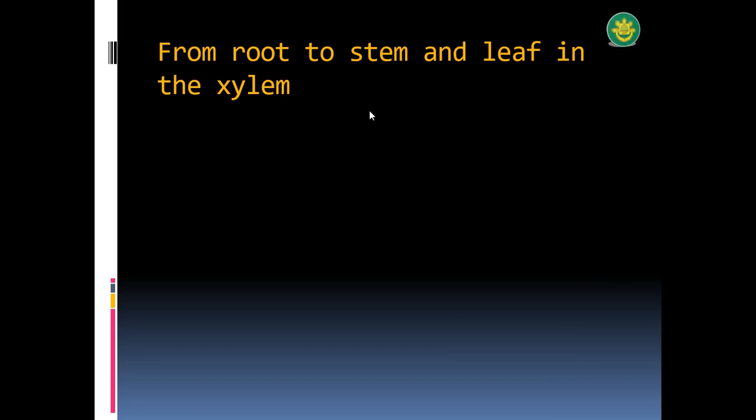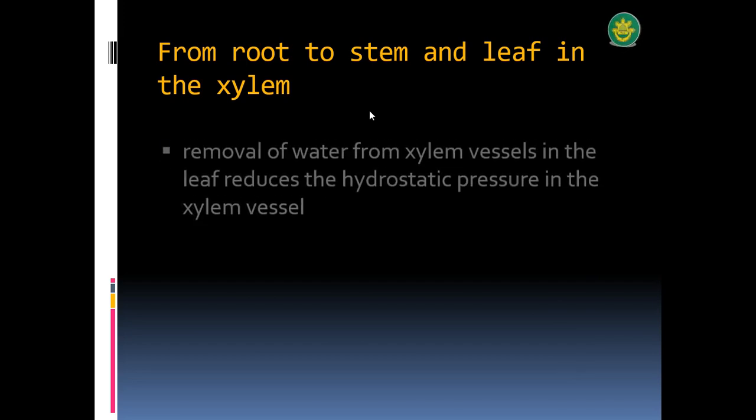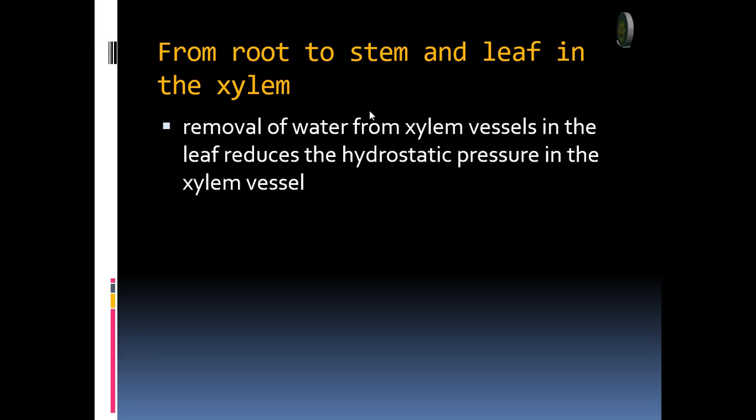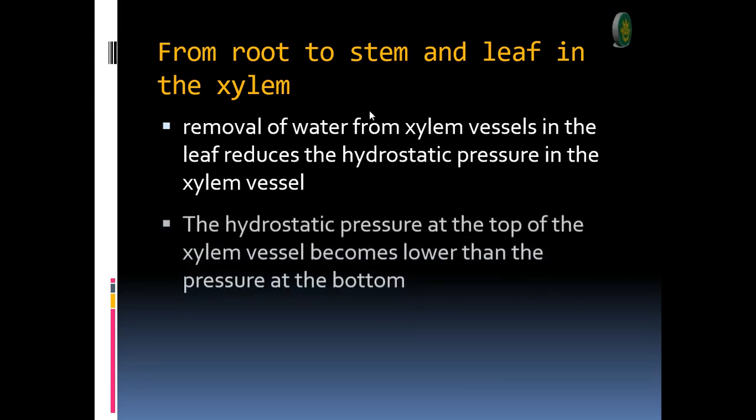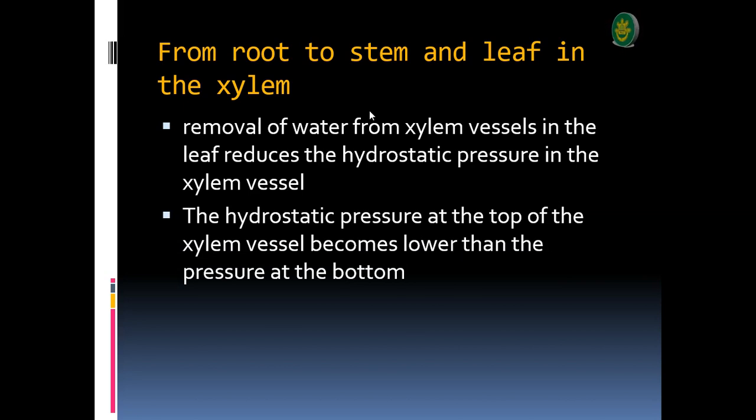Okay, so whenever transpiration takes place, water from the mesophyll cells is lost to the atmosphere, and this will then cause those mesophyll cells to draw water from the nearest xylem vessels in the leaf, right, to replace it, which in return will reduce the hydrostatic pressure of the xylem vessels on the top part of the plant. So the hydrostatic pressure at the top of the xylem vessel will become lower than the pressure at the bottom.